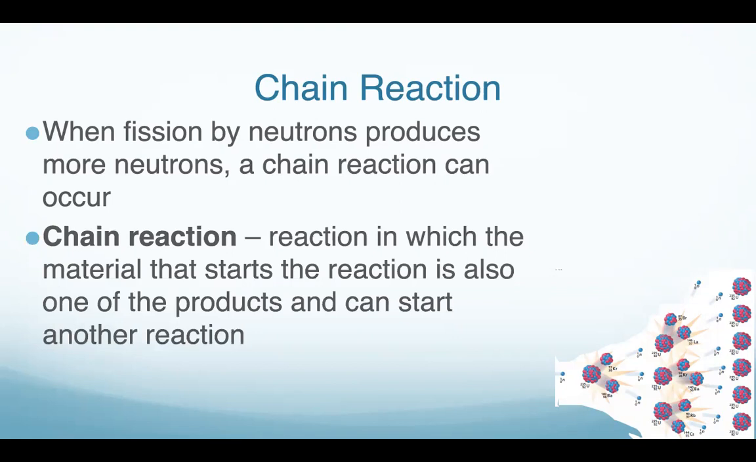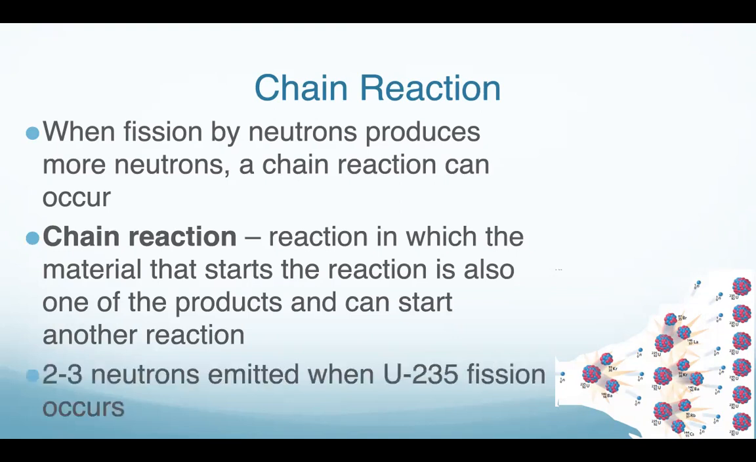So a chain reaction is one in which the material that starts the reaction is also one of the products and can start another reaction. Every time that U-235 fission occurs, between 2 and 3 neutrons are emitted. So you can imagine that can grow exponentially.